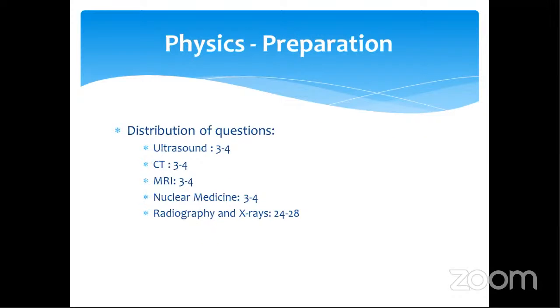The questions are distributed such that most of them, around 24 to 28 on average, are based on radiography and x-rays. So this is the most important part: being thorough with x-rays and radiography. And on average, there are 3 to 4 questions each from ultrasound, CT, MRI, and nuclear medicine.